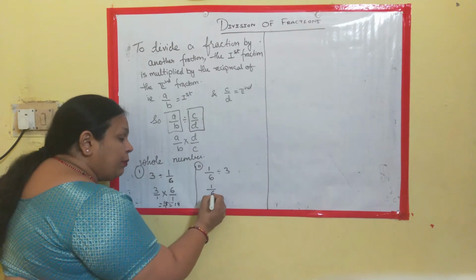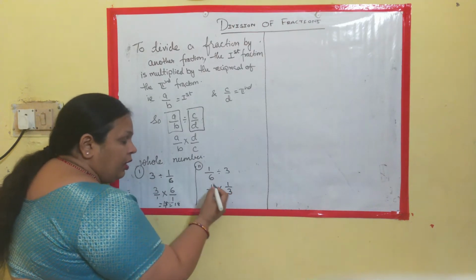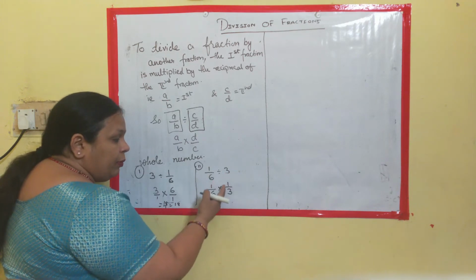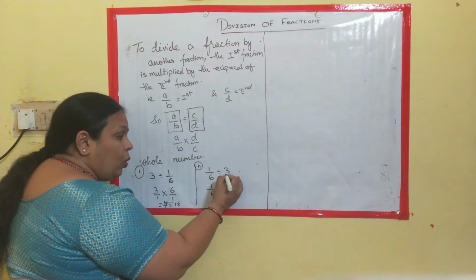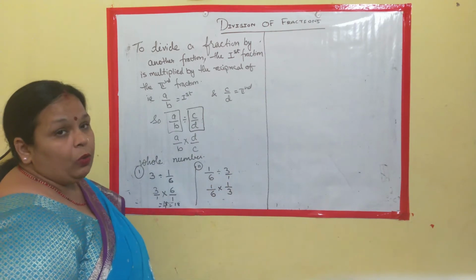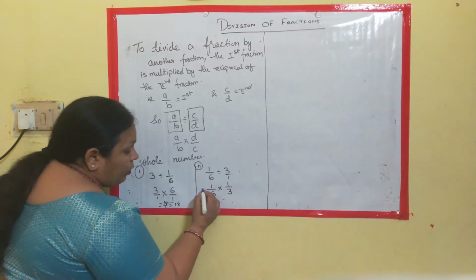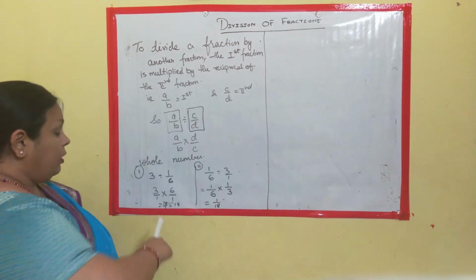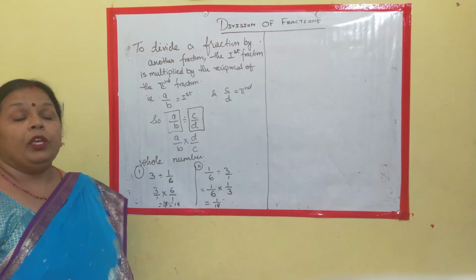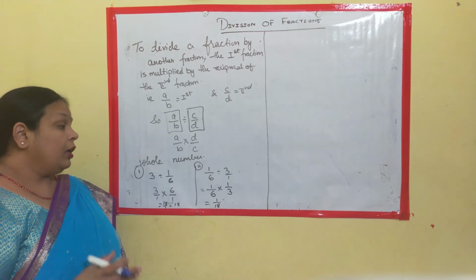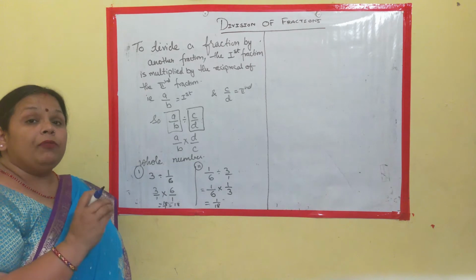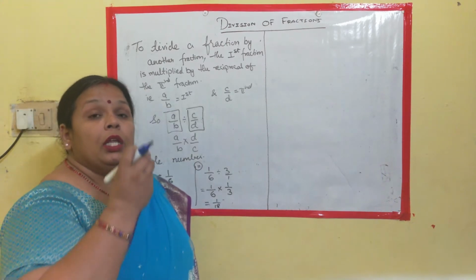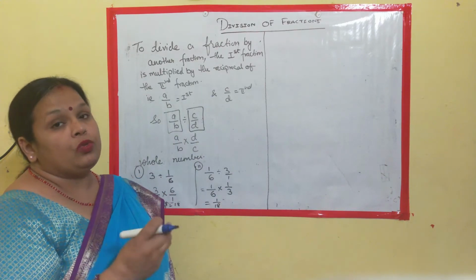So in that case, 1 by 6 into 1 by 3. See, when division is changed to multiplication, the second fraction will be taken as its reverse. So a whole number can be treated with denominator 1. So we now have the answer to be 1 by 18. There is a lot of difference between this and this. Clear? So be clear on the concept that when division changes to multiplication, the simple step needed is that the second fraction's reciprocal is to be taken.